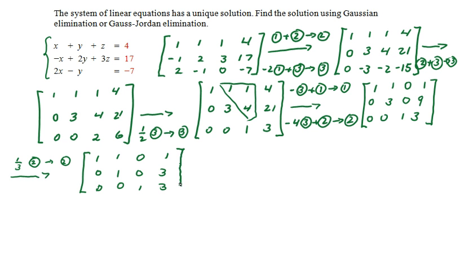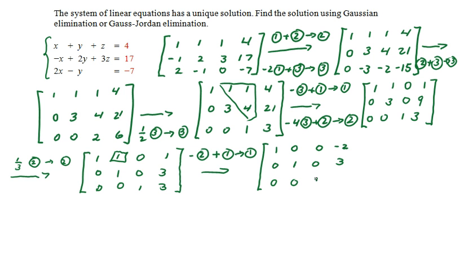And I have one more 0 to obtain in row 1, column 2, and I'll get that by taking row 2 times -1, add that to row 1 and put that into row 1. So I'm going to get 1, 0, 0, -2; 0, 1, 0, 3; and 0, 0, 1, 3.